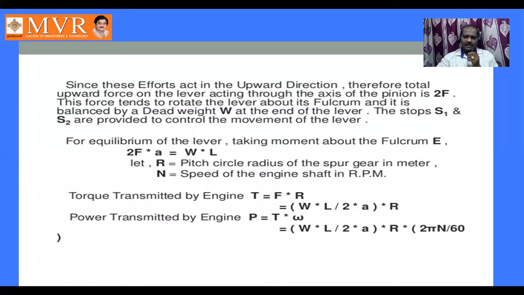So by calculating the speed N, that is the speed of the shaft in RPM, and R, that is the pitch circle radius of the spur gear, and A is the horizontal distance and L is the lever arm length, we can calculate the power transmitted by the engine. So P is equal to T omega.